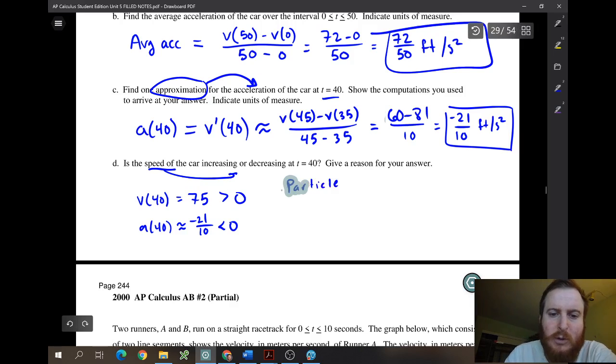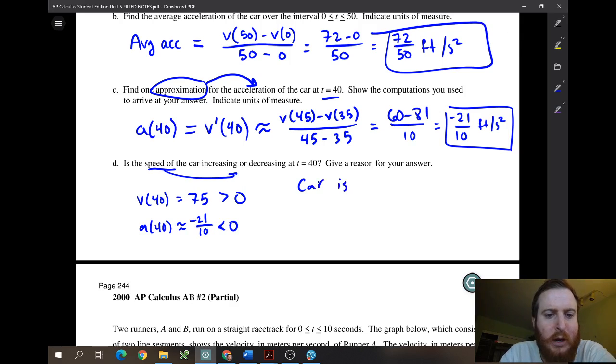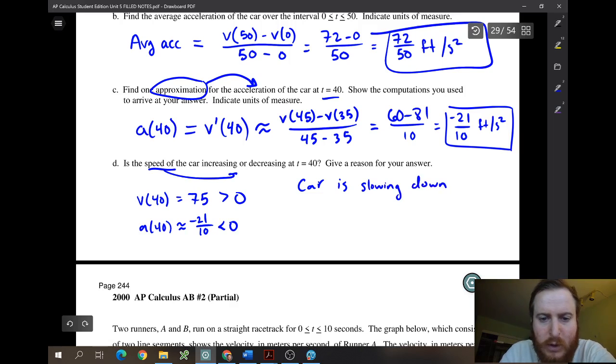or it's a car, sorry, this one's a car. So the car is slowing down, right? Oh no, yeah, they're opposite signs. So our car is slowing down, or you'd say the speed of the car is decreasing if you want to. That would be the same thing.